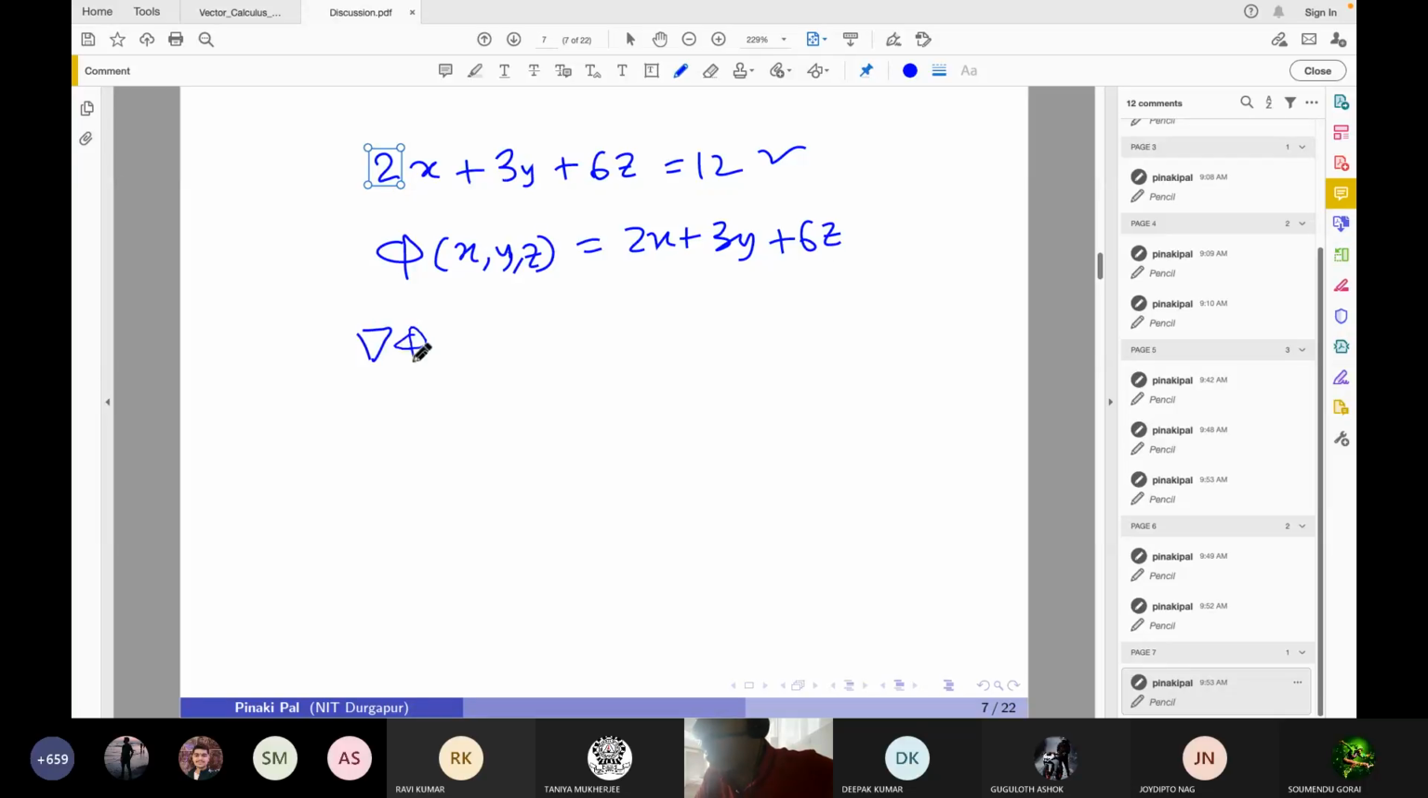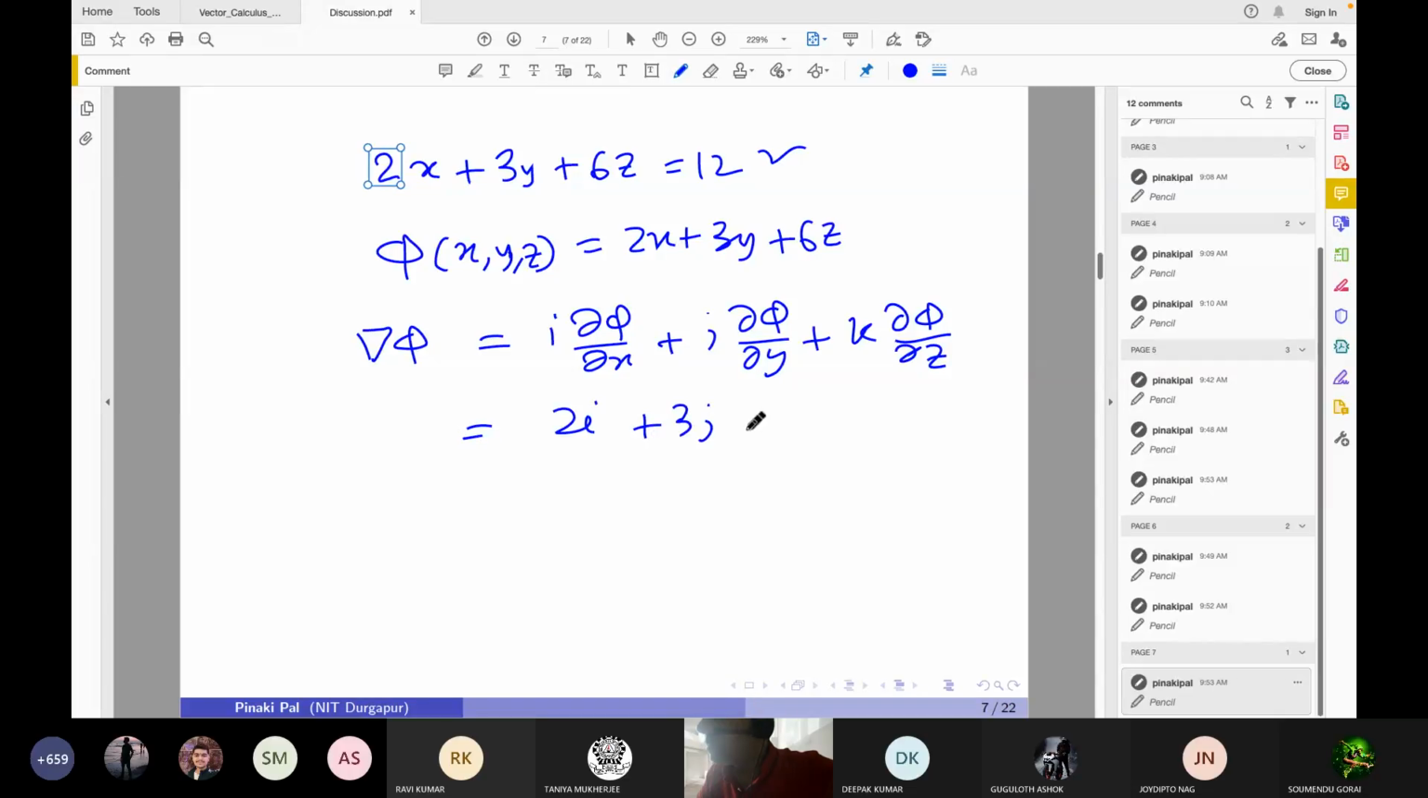Now grad of phi you find. What is this? i del phi del x plus j del phi del y plus k del phi del z. This is equal to 2i plus 3j plus 6k. In fact, if you understand the general equation of plane, the coefficients of x, y, and z basically give the normal vector. So immediately you can tell that ai plus bj plus ck is the normal vector, and we need the unit normal.